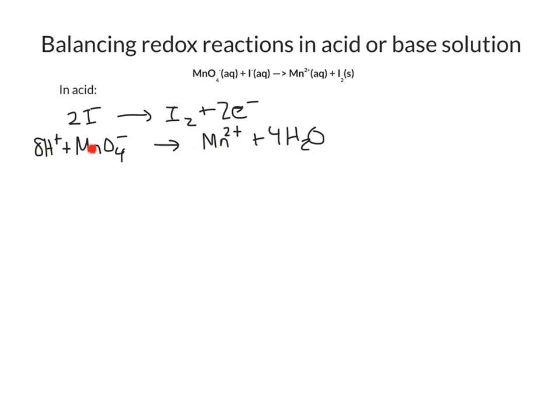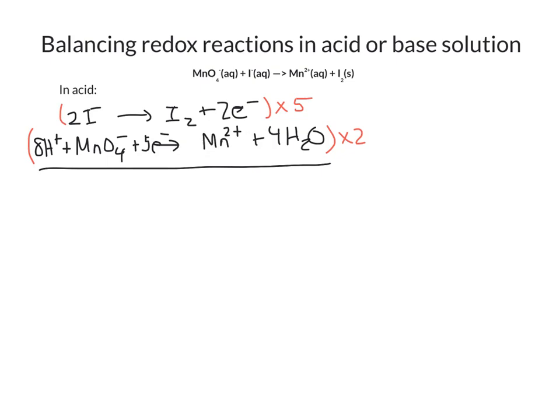So I've gone from 7+ to 2+, which means I'm going to need 5 electrons on the reactant side for my reduction half reaction. The final step is to add these two reactions together in such a way that the electrons cancel. So the only way to cancel these electrons is to multiply this reaction by 5 so that I get 10 electrons in the oxidation half reaction, and multiply the reduction half reaction by 2 so that I also have 10 electrons in the reduction reaction.